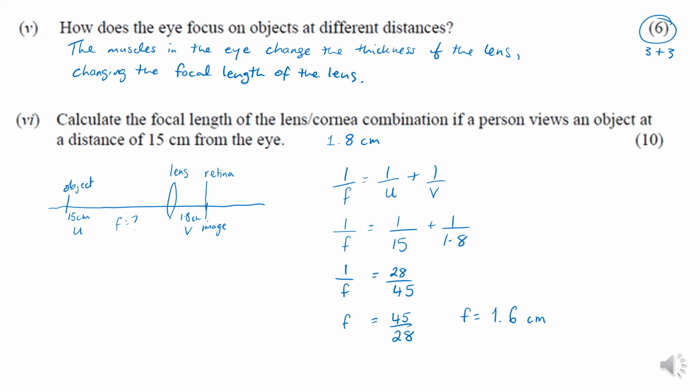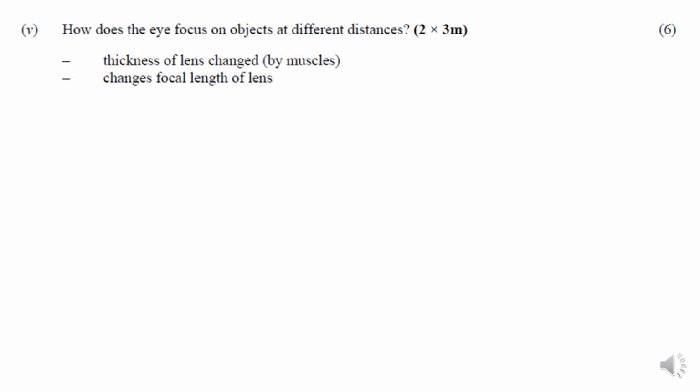Let's check the answers. So the first one, how does the eye focus the object at different distances? Yes, 2 by 3 marks are given out. So you have to mention the thickness of the lens is changing. That's 3, and refer to the focal length changing as a result. That's another 3.